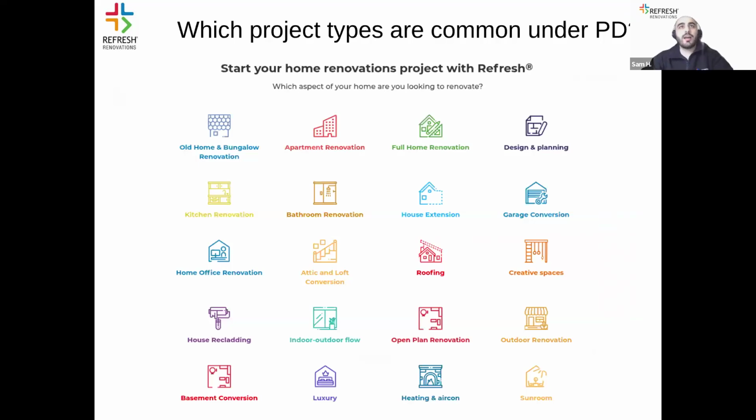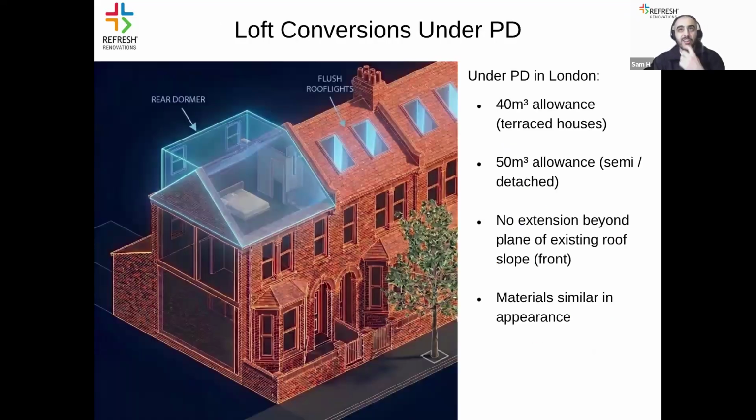So which are the common project types that are usually undertaken under the umbrella of permitted development? We'll start with the most common, which is loft conversions. Lofts are often the quickest way to add bedrooms or office space under permitted development in London. And they are, in certain cases, preferred over extensions because of the reduced amount of structural work that needs to take place on the foundations, which makes it a bit more efficient in terms of project timeline and potentially costs as well.